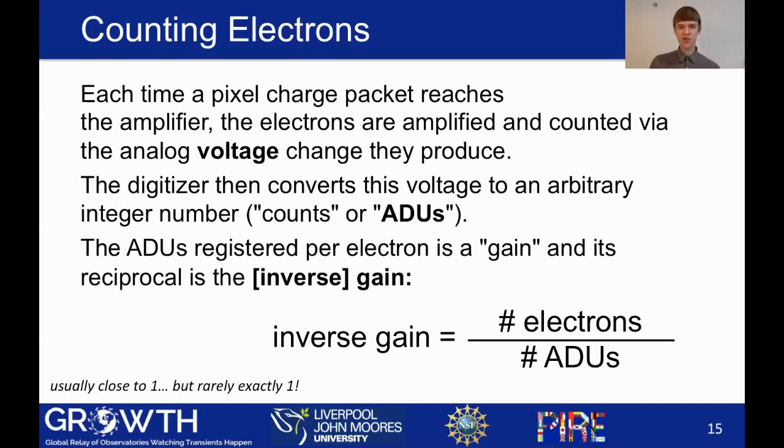The number of ADUs registered per electron, so electron to voltage back to ADUs, is known as a gain, and the reciprocal of that value is the inverse gain. So the inverse gain tells you for each ADU in your raw output image, how many electrons were responsible for producing it. Usually, this value is set close to 1, such that a value of 10 in your detector corresponds to approximately 10 collected elements in that pixel. However, it's rarely exactly equal to 1.